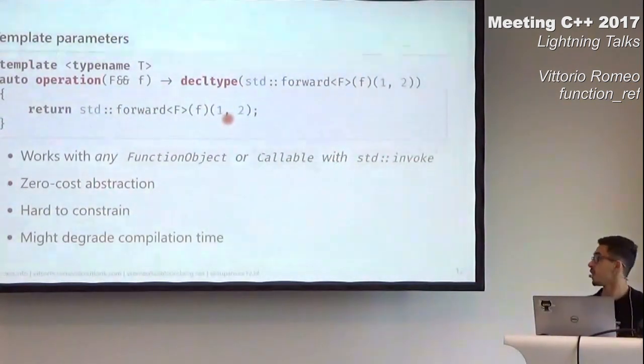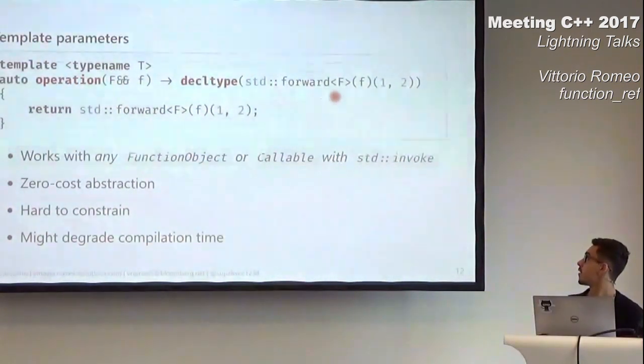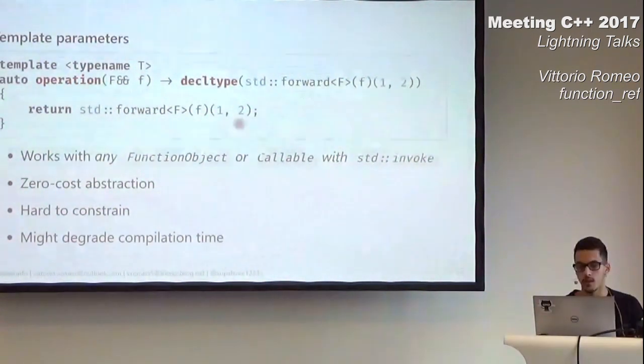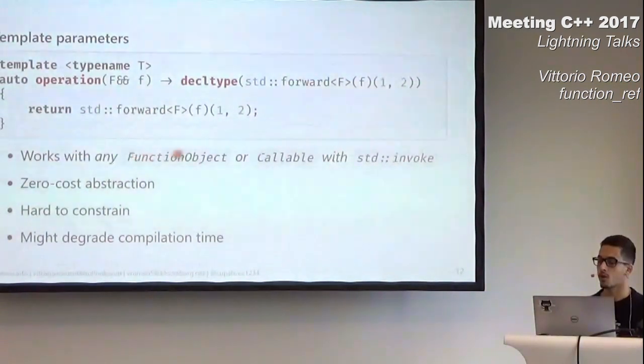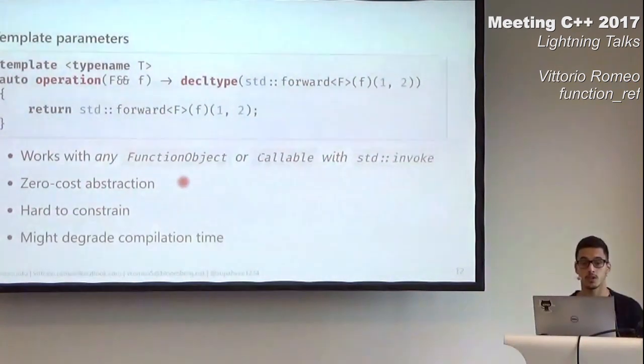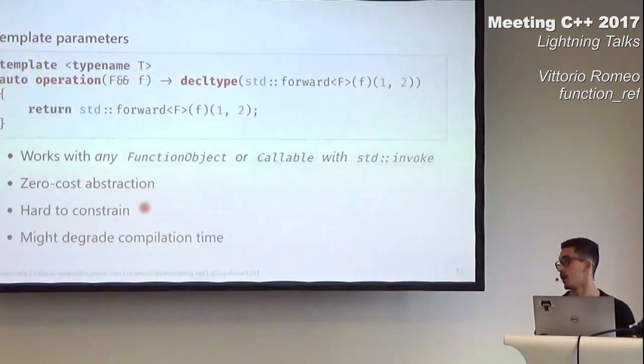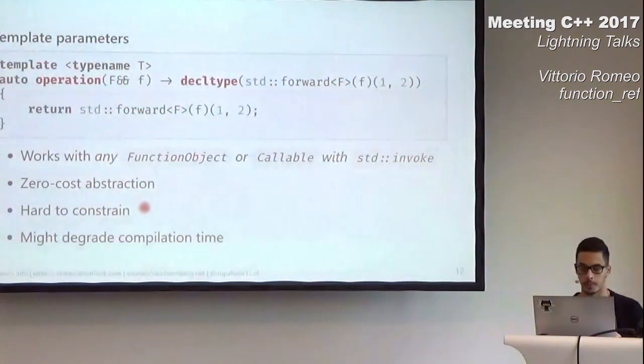So what I'm trying to do here is saying that operation is valid for every f that can be invoked with 1 and 2. So this works with any function object or callable if you use std::invoke, and it's a zero-cost abstraction, as everything is very transparent to the compiler and can inline everything aggressively. Hard to constrain, but might degrade compilation time, and you need to define it in the header. So it has all the usual template issues.